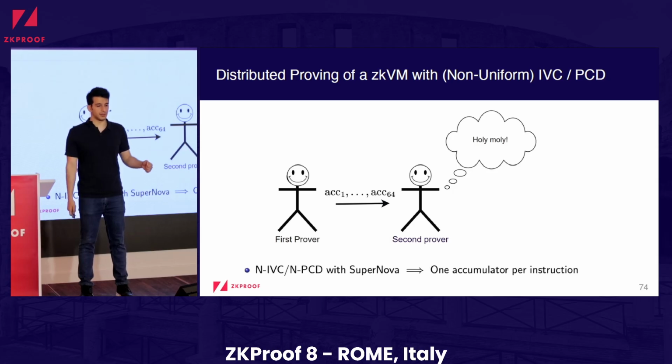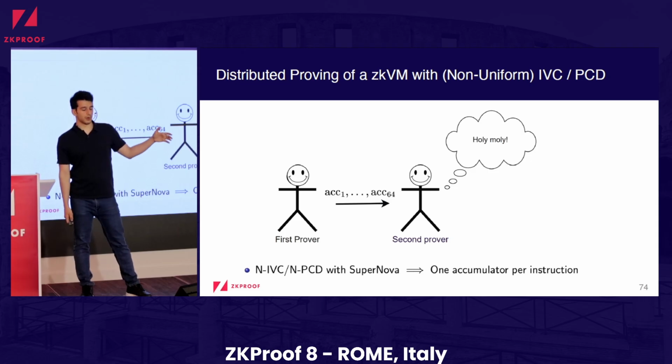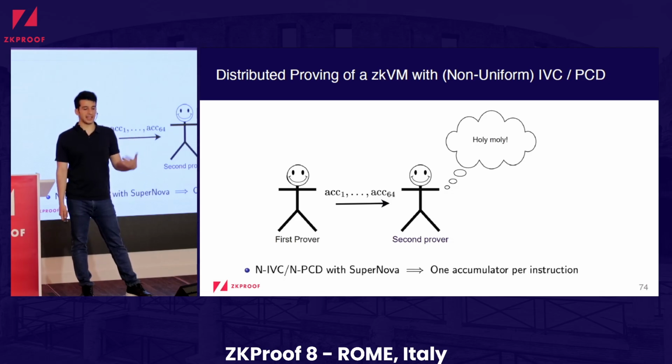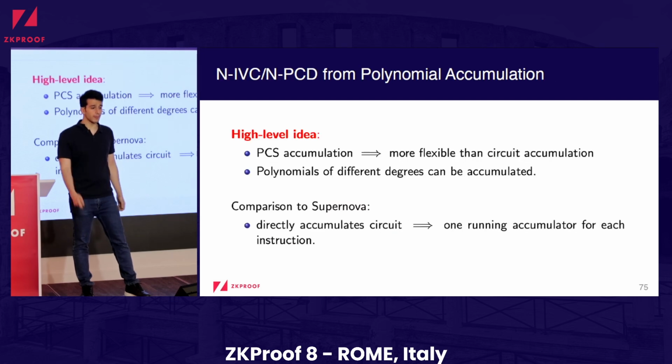And it's quite bad, for example, if you want to prove a zkVM with it. When the first prover hands over the computation to the second prover, now it has to send 64 PCD proofs this time, and the second prover has to verify all these 64 proofs separately. And that's because Supernova has a different accumulator per instruction.